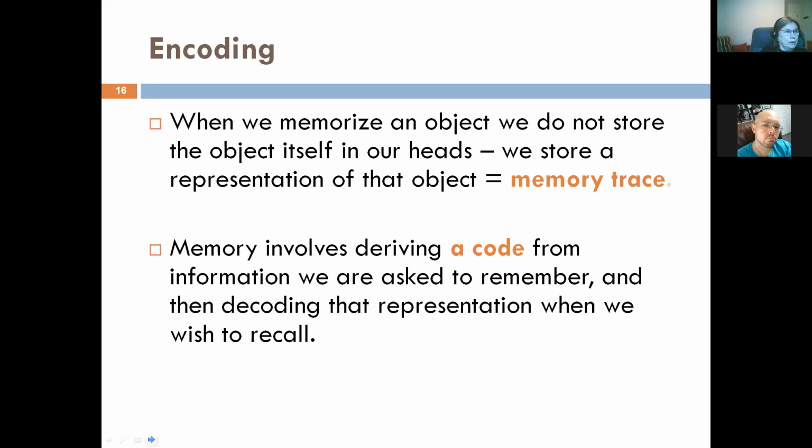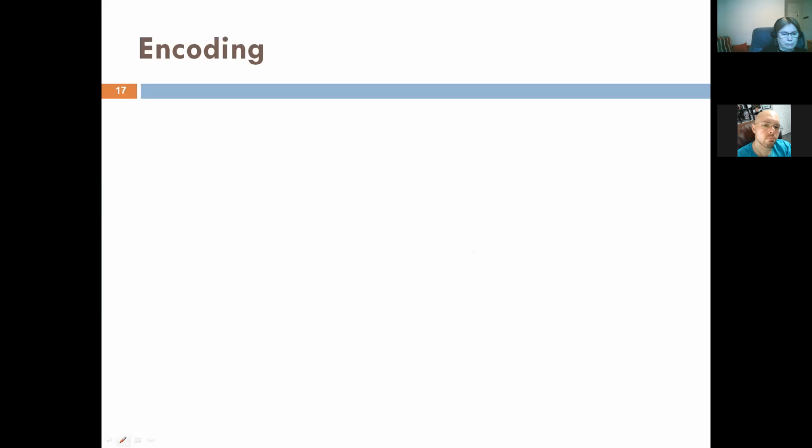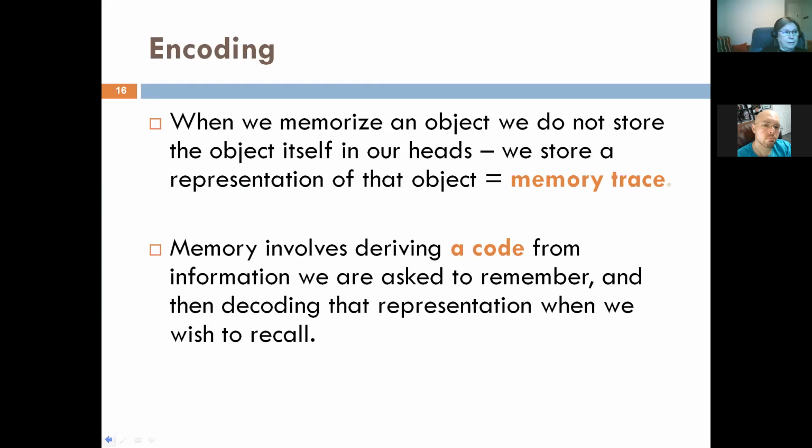So let's start with encoding. So how do we lay down a trace of some event in memory? Again, I want to connect memory to perception.